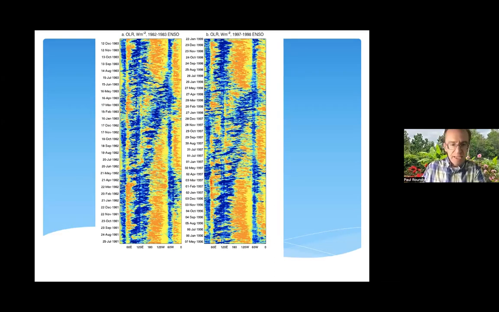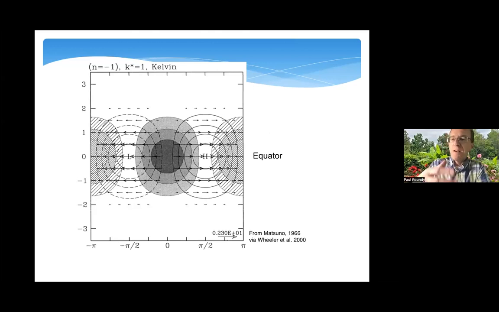I'm going to skip this for time. In order to understand how ENSO is evolving in response to wind stress, we need to think about the Kelvin wave, which is the way wind stress responses in the ocean are translated across the basin. And we see on the equator here in the middle, and this is latitude and longitude.